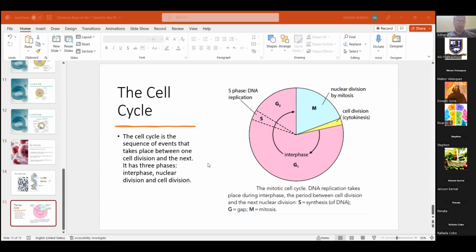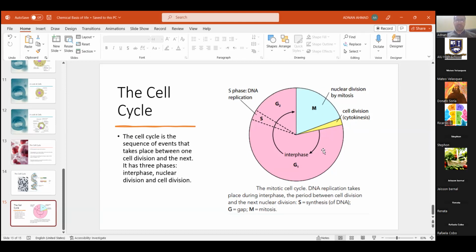Let me show you a picture of the separation and the division. This process is called mitosis. The M denotes mitosis here. In the next class we will discuss in detail the different steps of mitosis. But here I'm just telling you about the process that leads to mitosis.